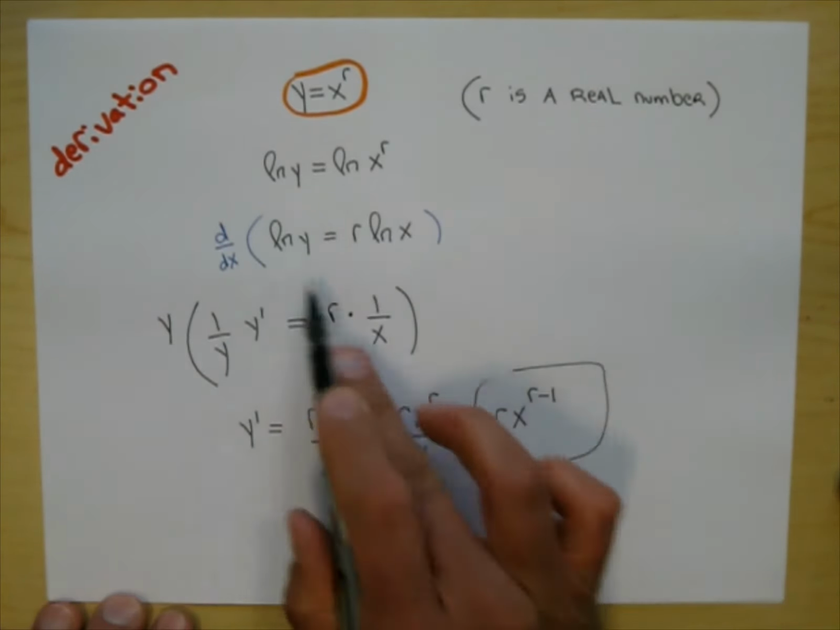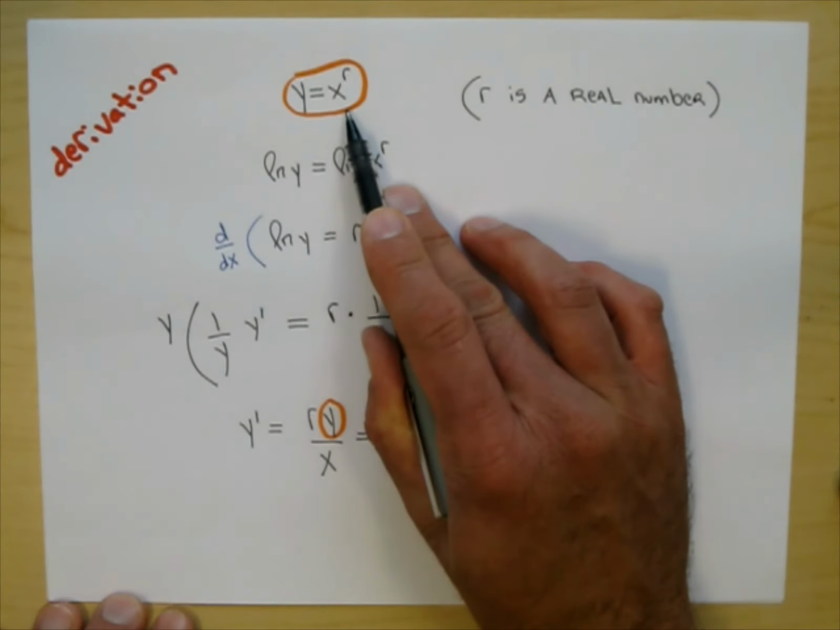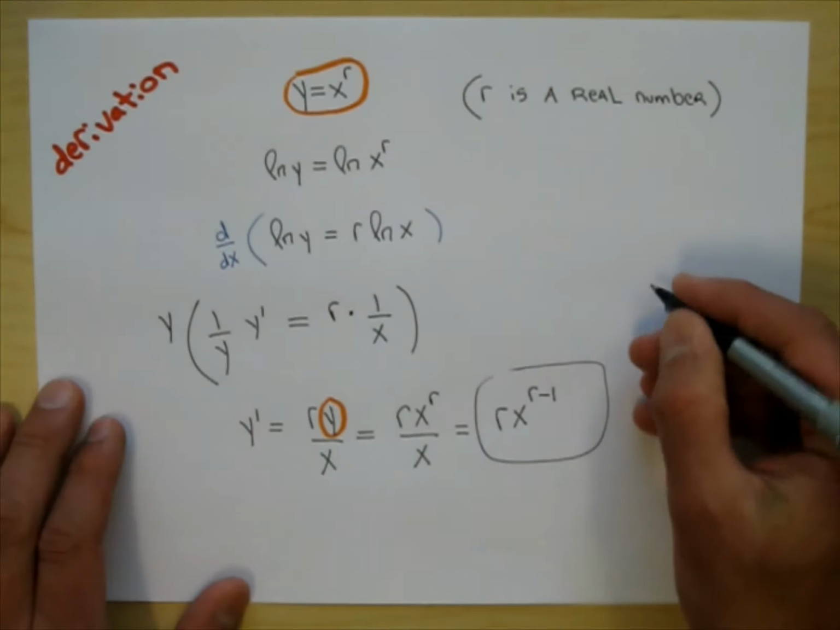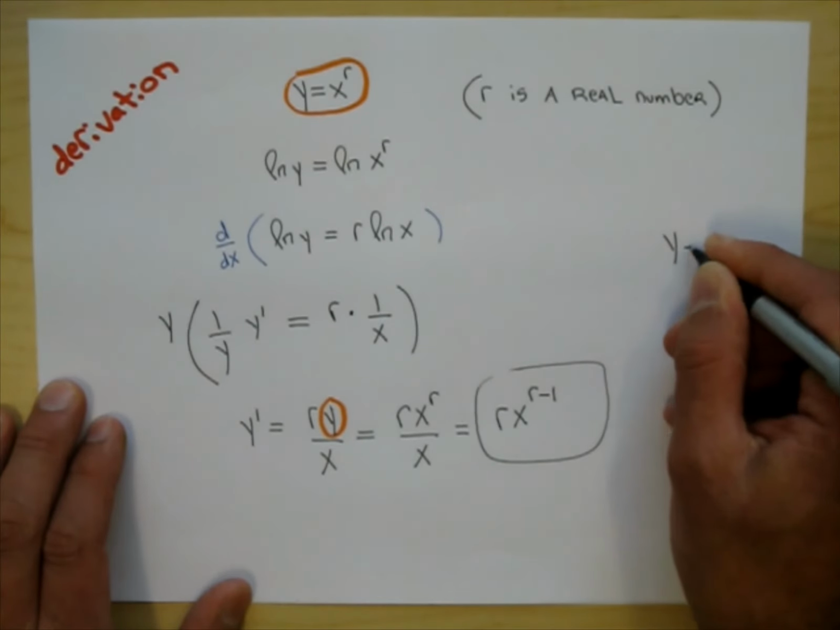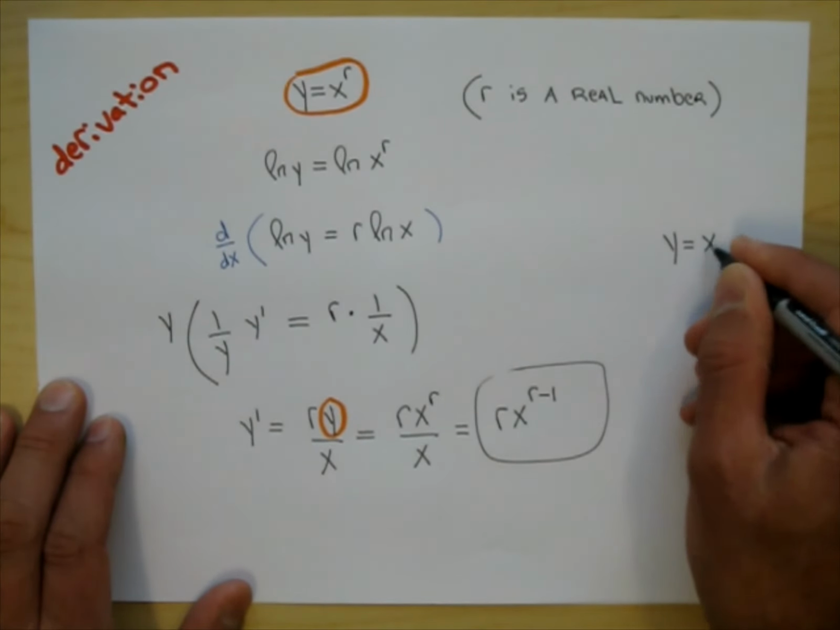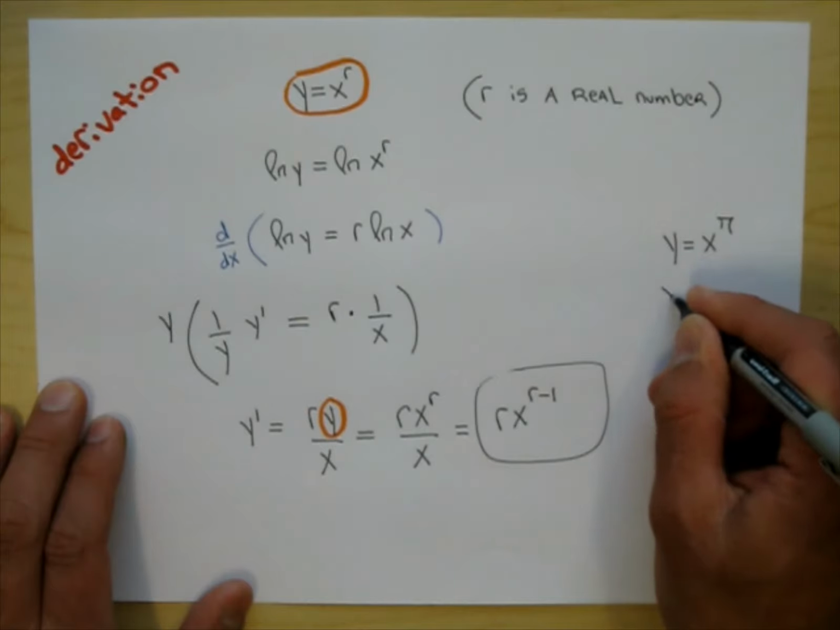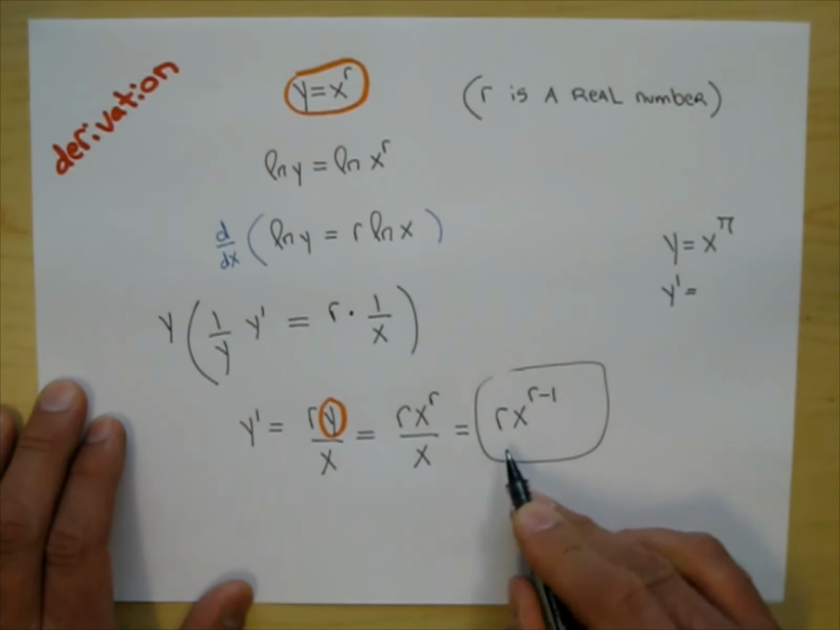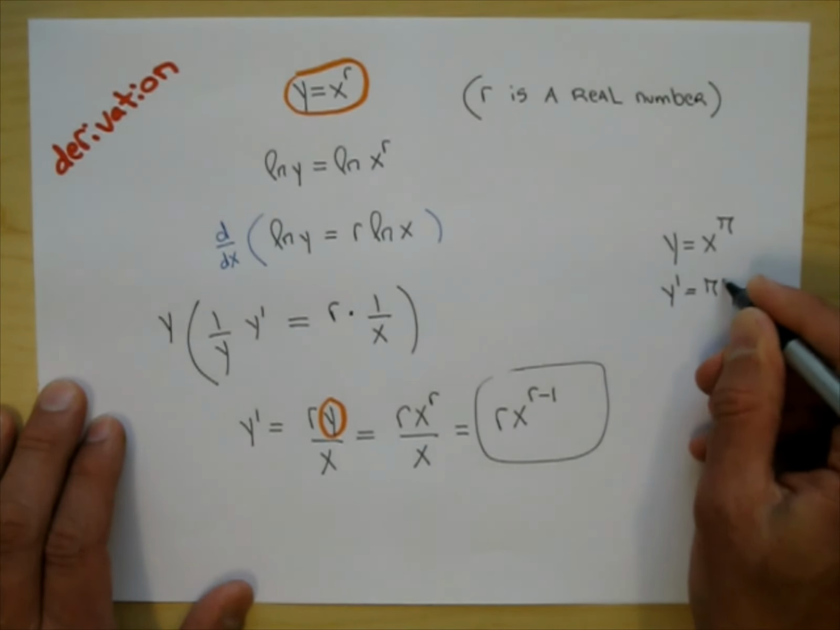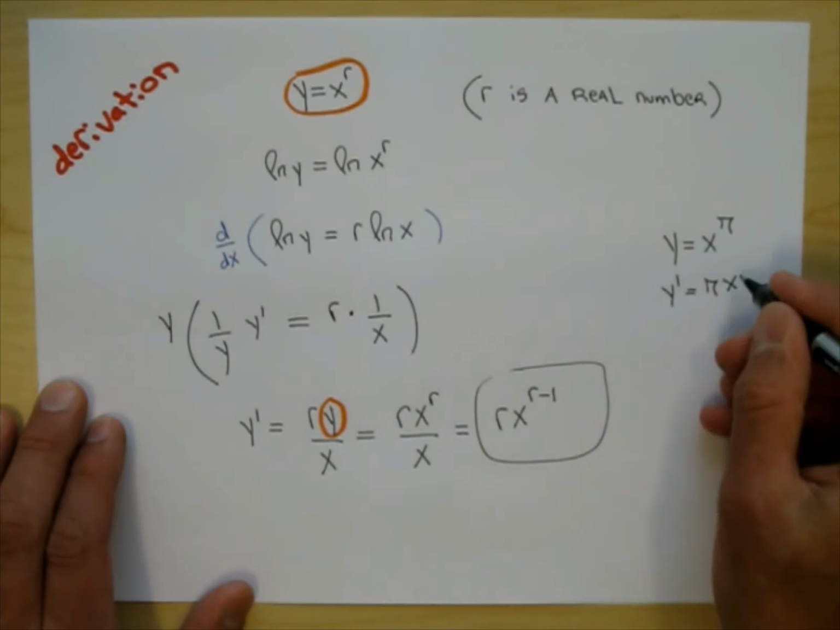Now in the future, let's not do all this. Let's just remember our power rule. So for instance, if y is x to the pi, then y prime is, we'd put the pi here, times x to the pi minus 1.